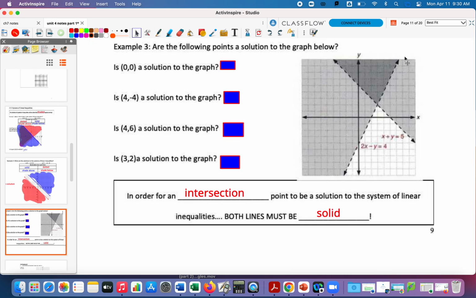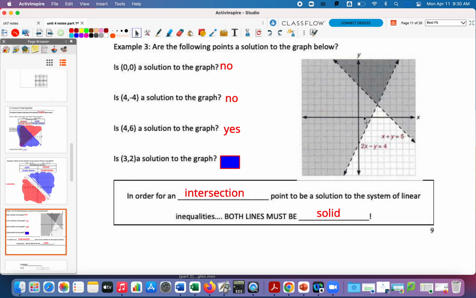All right, this one's already graphed for us. We're just checking to see if any of these points are solutions. So 0, 0 is right here. It is in this shaded region, but I can see that this is the darkest shaded region, where they overlap. So 0, 0 is only an answer for one of them, not for both. So this would be a no. 4, -4 is down here. That's not an answer for anything, so definitely a no. 4, 6 is inside this triangle. That's the shaded region, so that's a yes.